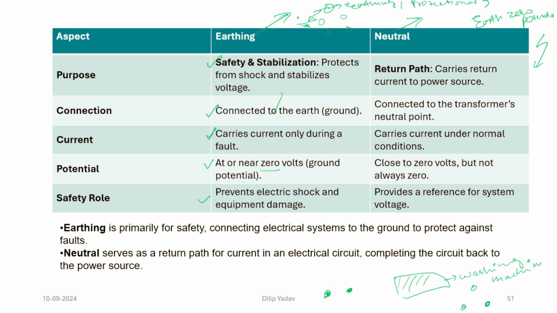So this is known as the line, and this one is known as the neutral. This is the returning path. We can say neutral is the returning path. The neutral is connected to the transformer. The neutral point carries the current under normal conditions, close to 0 volt but not always zero, and provides a reference to the system voltage. So simply we can say earthing is primarily for safety, connecting the electrical system to the ground to protect against faults, whereas the neutral serves as the returning path of the current.